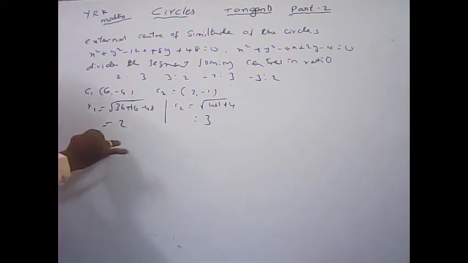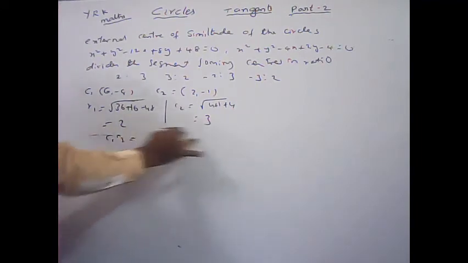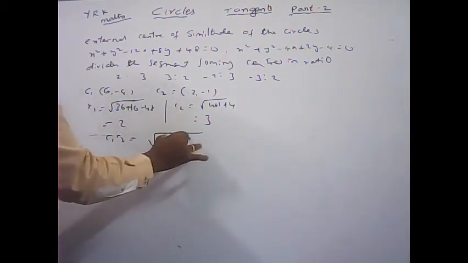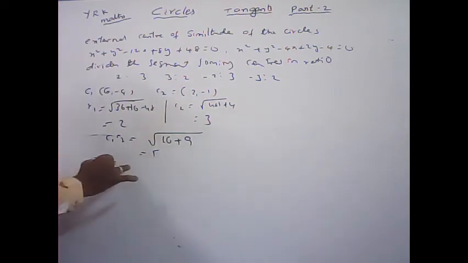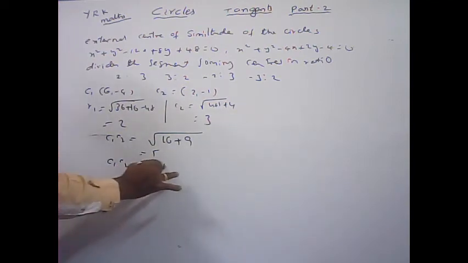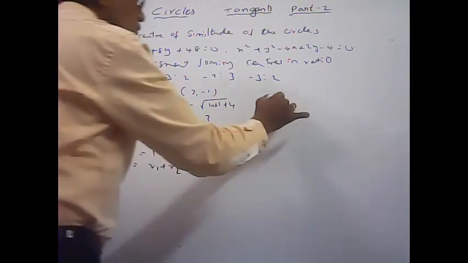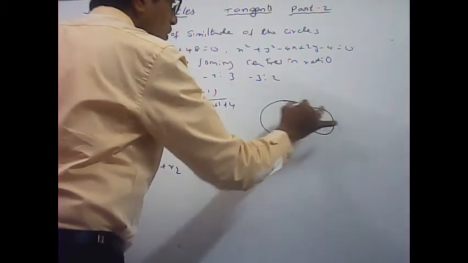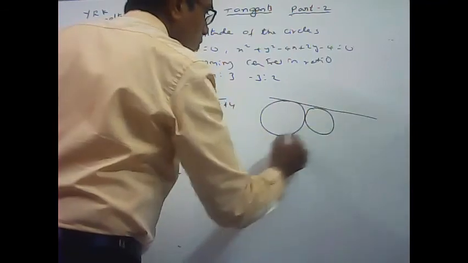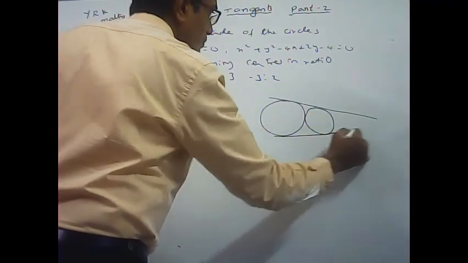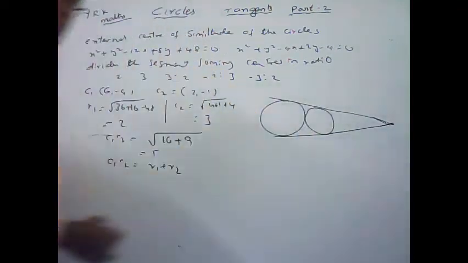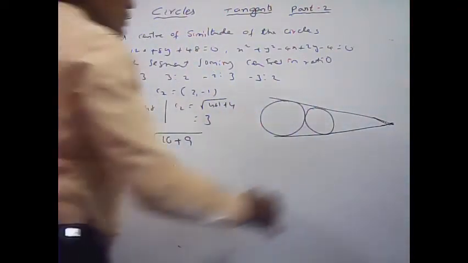And C1C2 is equal to root of (x2 minus x1) whole square plus (y2 minus y1) whole square, that is equal to 5. So C1C2 is equal to r1 plus r2, so both the circles are touching externally. Here these two are the direct common tangents. The point of intersection of the direct common tangents we say is the external center of similitude only.